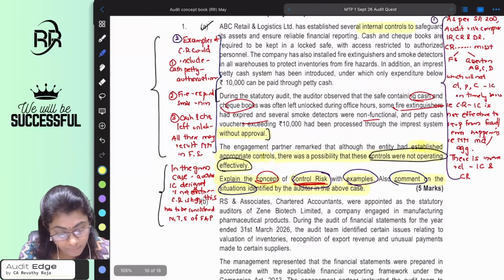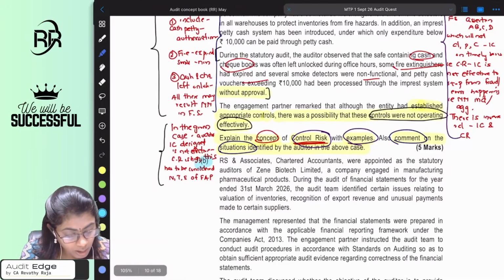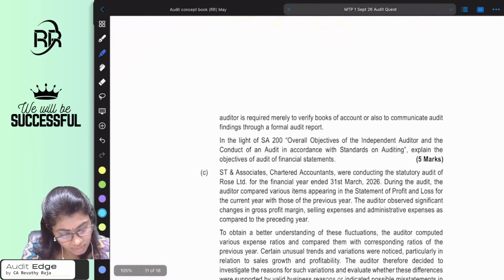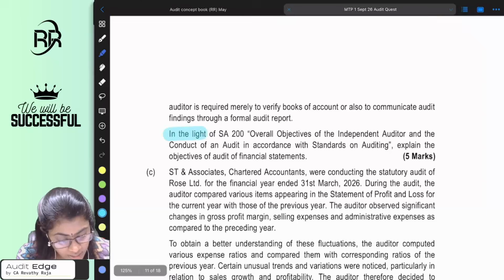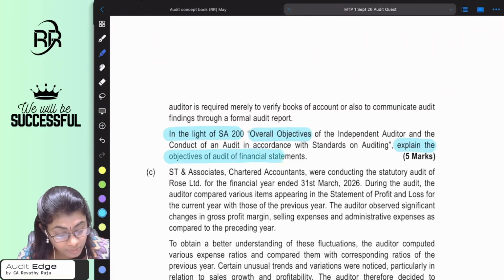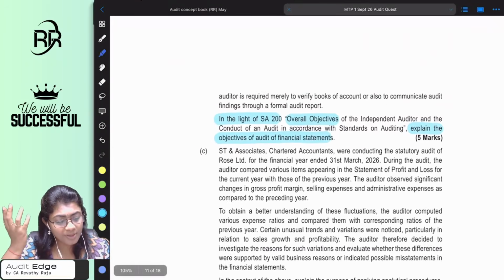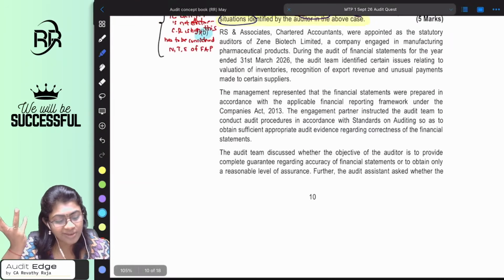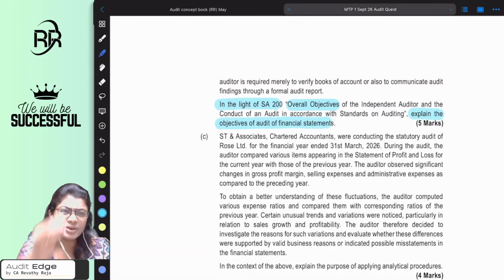First question, second part, B. This is A, this is B. Whenever a big question comes, you can read the last sentence also. So let's read. In the light of SA 200, overall objectives of independent auditor and conduct of audit in accordance with standards, explain the objectives of audit in audit of financial statements. Now, without even reading the above, you can say they're just asking us to explain the objective of auditing, but just glance through.